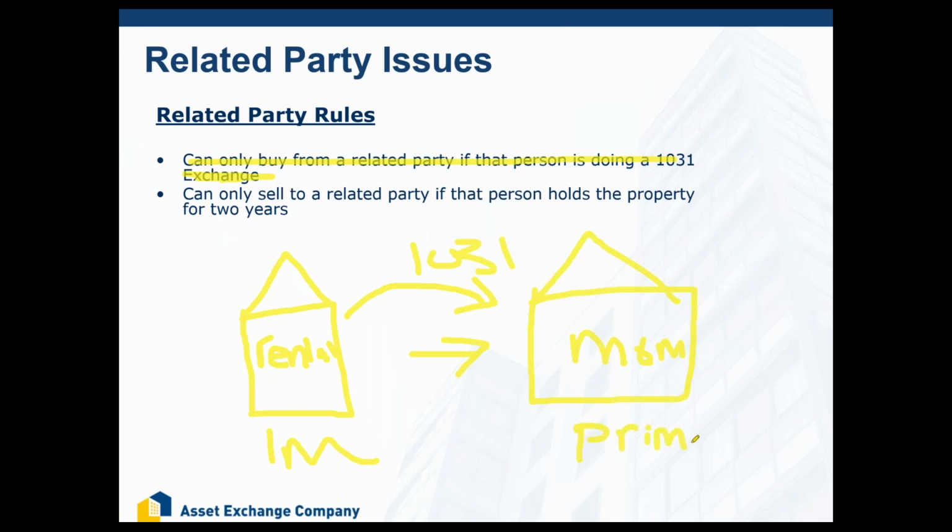Now, ladies and gentlemen, is that allowable? Well, let's look at the rule. Can you buy from a related party? Well, yes, you can, but only if that person, mom, is doing her own exchange. And guess what, ladies and gentlemen? You cannot do an exchange on a primary residence. So this transaction is not allowed.